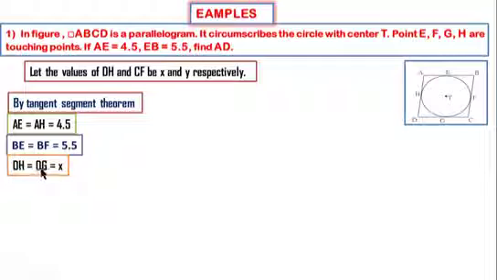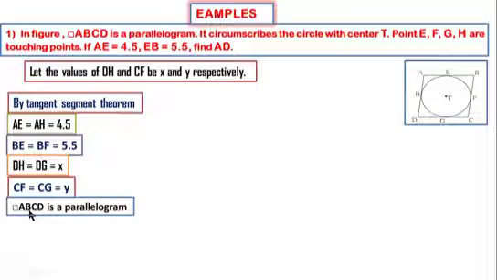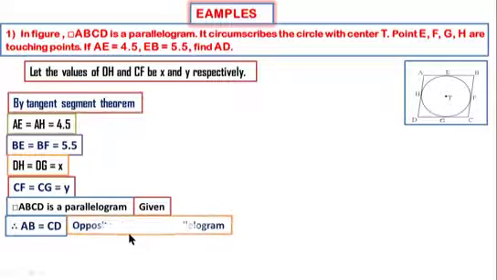DH is equal to DG is equal to X. CF is equal to CG is equal to Y. Quadrilateral ABCD is a parallelogram, given. Therefore, AB is equal to CD, opposite sides of a parallelogram.